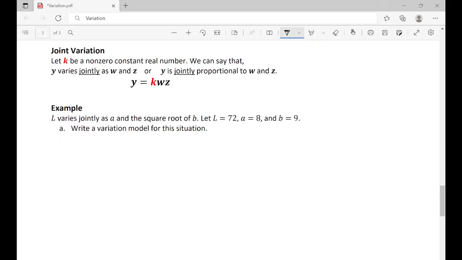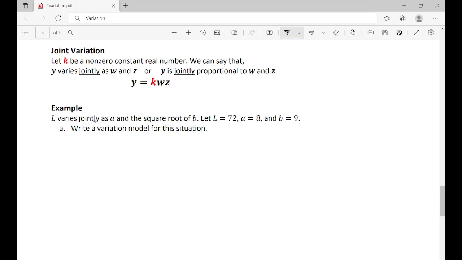Last, joint variation. Again, let k be a non-zero constant real number, and we can say that y varies jointly as w and z, or y is jointly proportional to w and z. Either way, it comes out as y equals k times w times z.